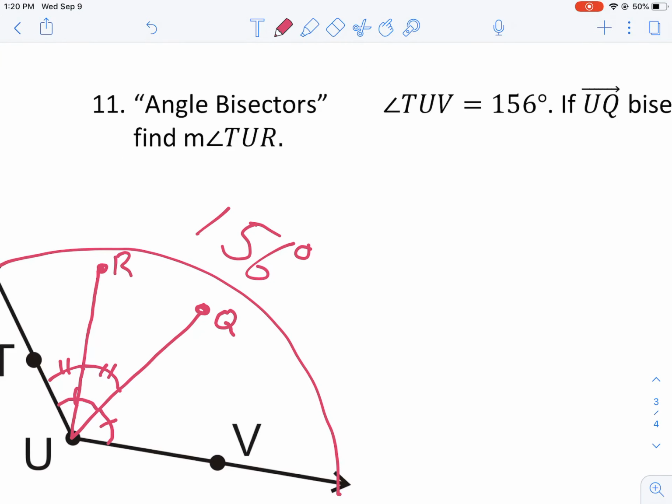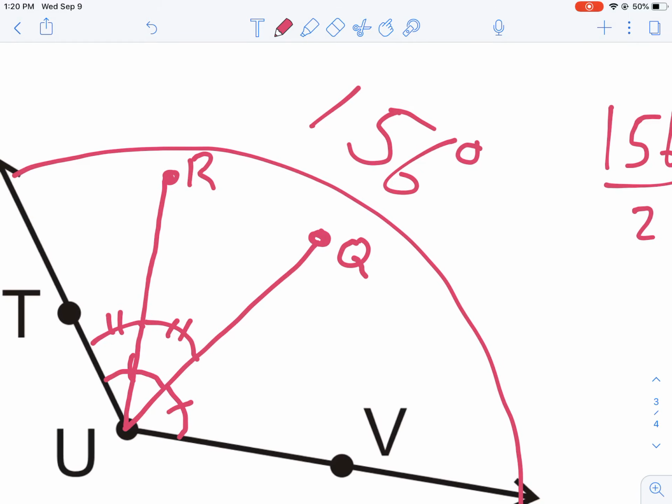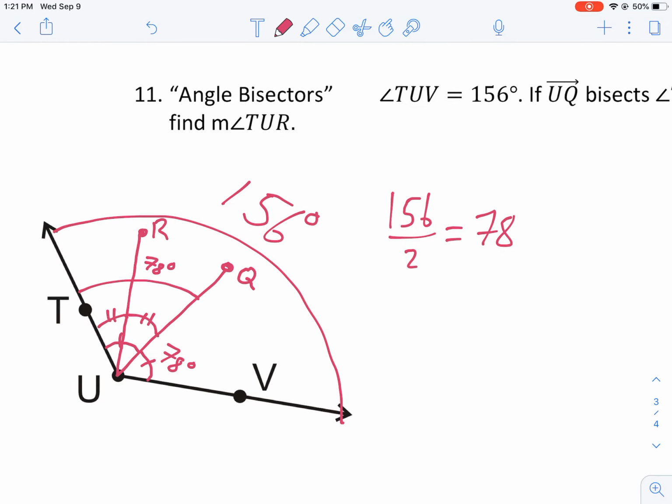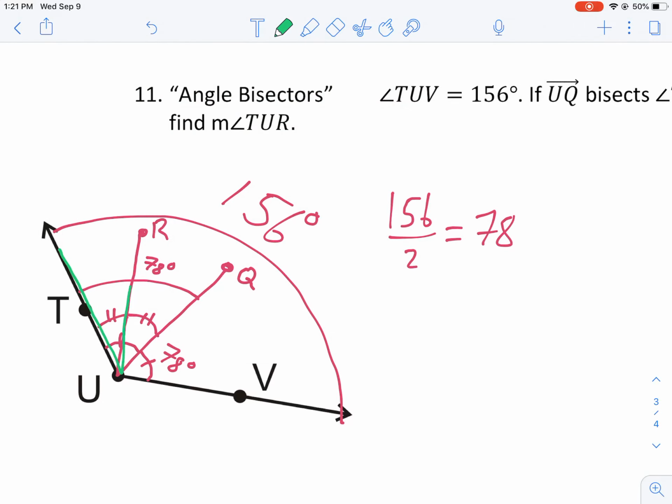So we know the full thing is 156, right? So if we have the full thing being cut in half by UQ, by this bisector, that means each side is going to be half of 156. So 156 divided by 2, that's going to be 78, all right? So we know that this is 78 degrees, and also that that's 78 degrees, okay? But it wants us to find TUR. So TUR is this angle right here.